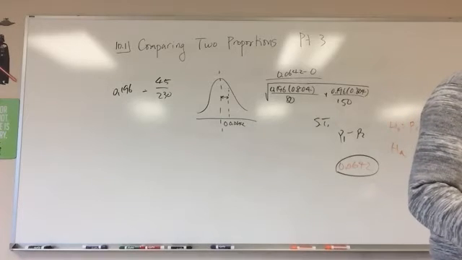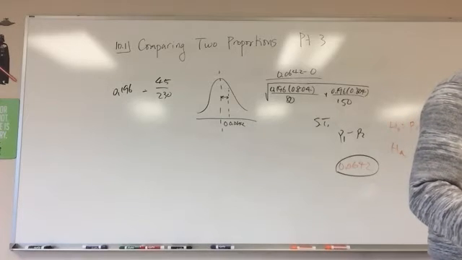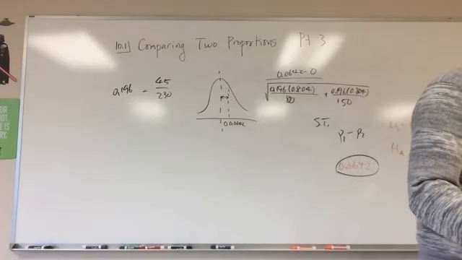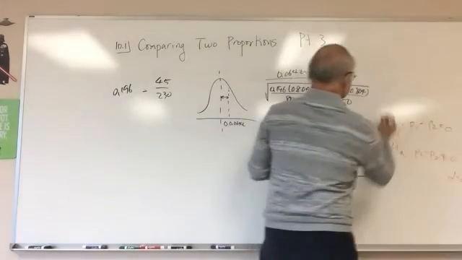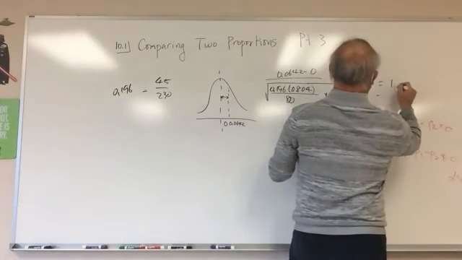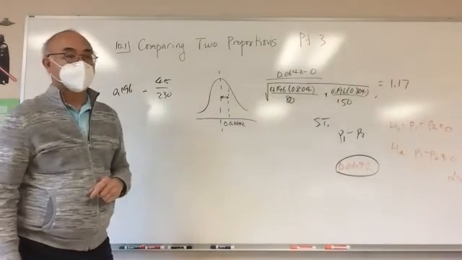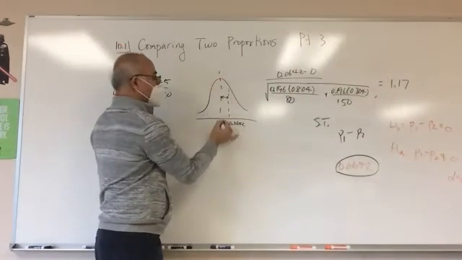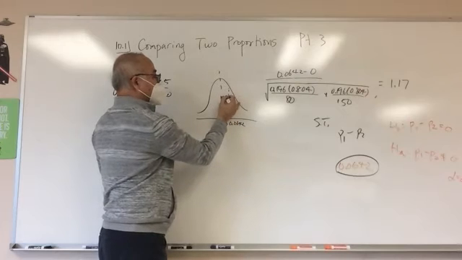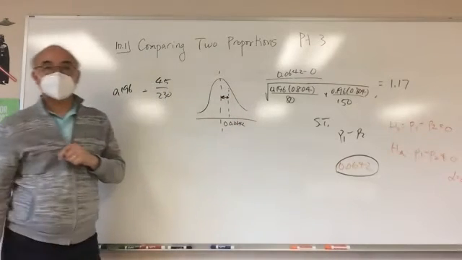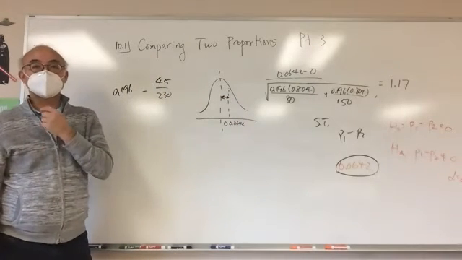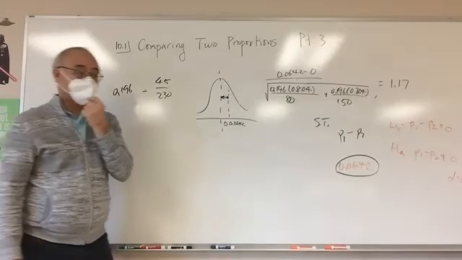We did that. If we do that, we get what? 1.17. So what does that mean? From 0 to here, my z-score is 1.17.